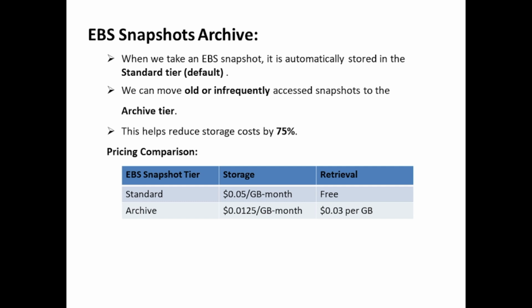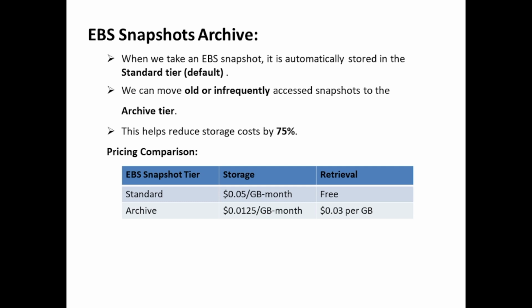For a Standard Tier, the storage fee is $0.05 per GB per month. For an Archive Tier, the storage fee is $0.0125 per GB per month. If you see, we are almost saving 75% of our cost when we are choosing Archive Tier.